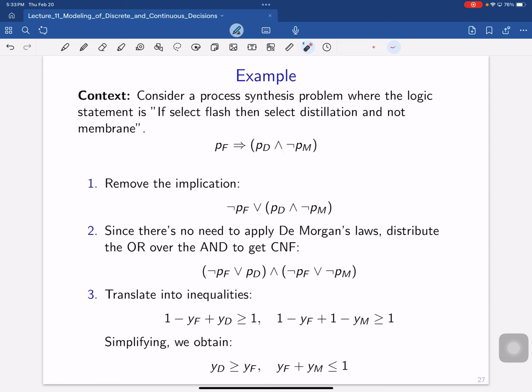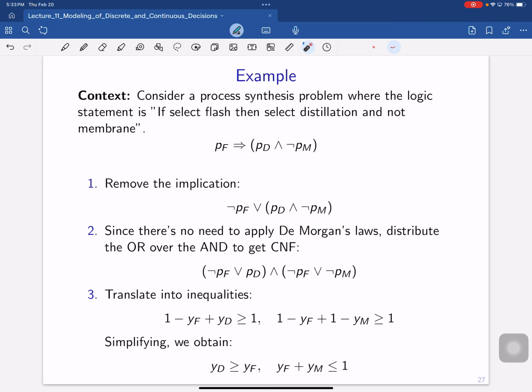PM represents selecting membrane, right? So it says not membrane. That's what this logic condition says. How do you translate this logic condition into linear inequalities? Again, the first step is removing the implication. You could apply this formula to replace the implication, which will be PF is false or this term here.